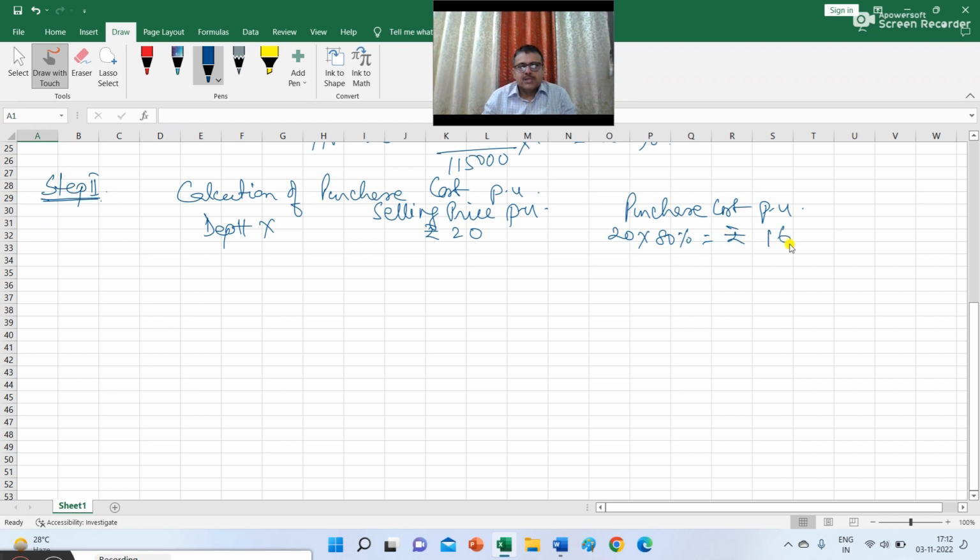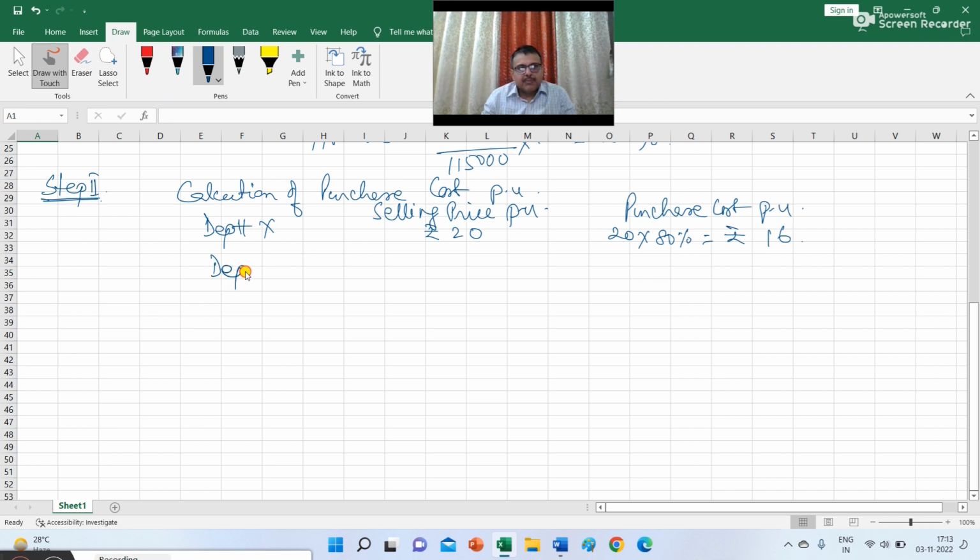So rupees 16. So selling price per unit for department X is rupees 20, which is given, and we have calculated the gross profit rate of 20%. And this 20% is applicable for all the departments. So the purchase cost is 80% of the sales price. So the purchase cost per unit for department X is rupees 16.